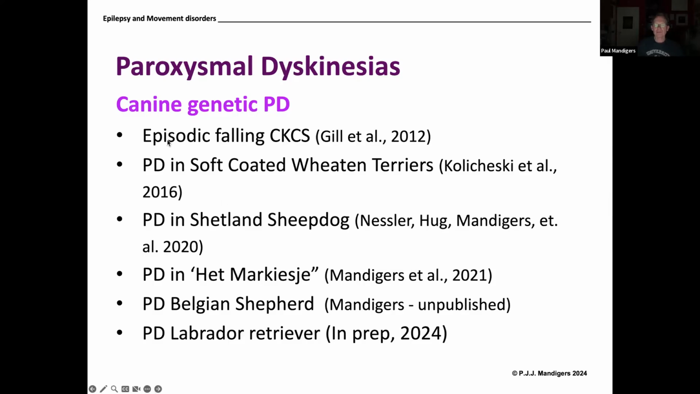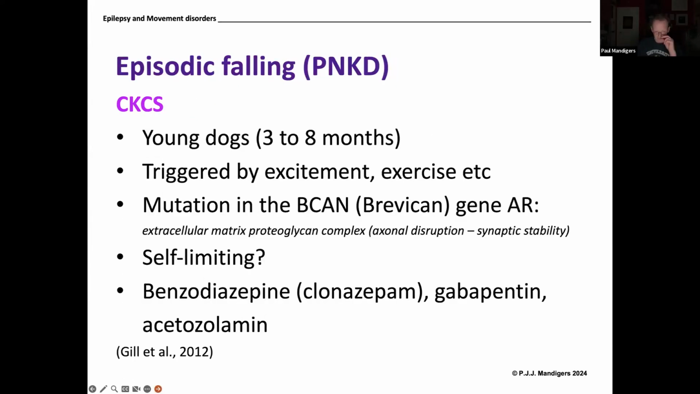I already talked about episodic falling in the Cavalier. So that's actually a paroxysmal dyskinesia caused by a mutation, and it's a breed-specific mutation in the Cavalier. We have a paroxysmal dyskinesia, for instance, in the Soft-Coated Wheaten Terrier. We have described one in the Shetland Sheepdog. I've described one in a Dutch breed, and we are working on the Belgian Shepherd, and we are working on the Labrador Retriever. But I will just say something about the Cavalier because it's a nice example.